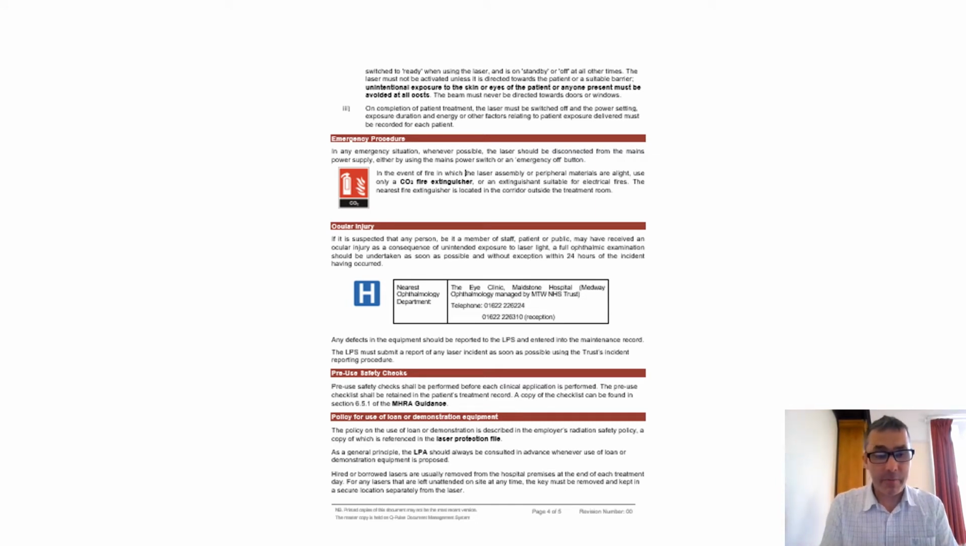Very important part of every set of local rules is the emergency procedures. So what to do in the case of a fire, and below that an ocular injury. So if somebody has an eye strike from a laser, where do they go to get treatment for that? It's very important that these assessments and treatments are carried out very quickly after the eye strike, because you're more likely to be able to do some mitigation at that point.